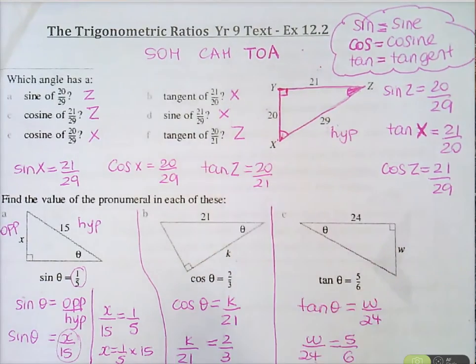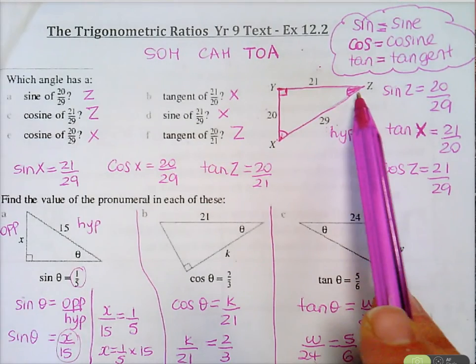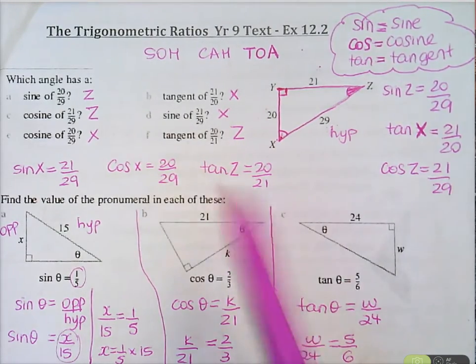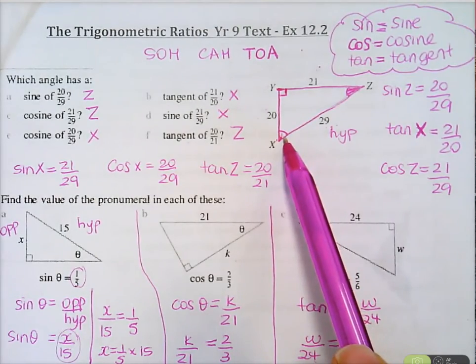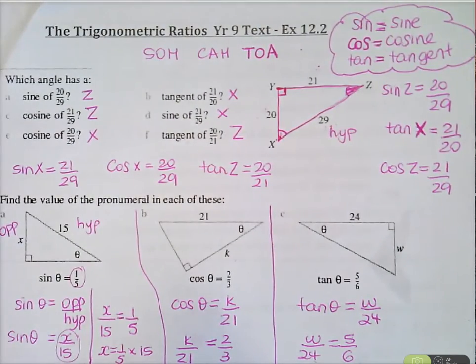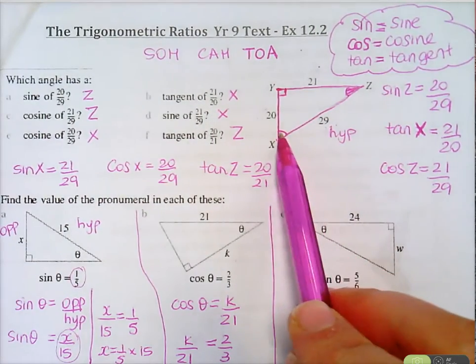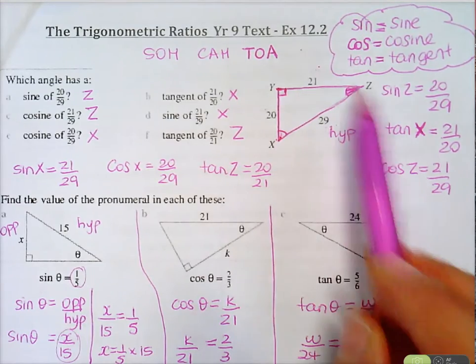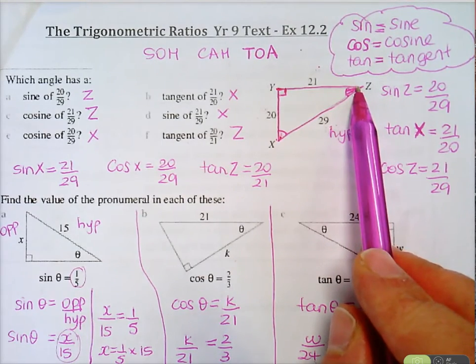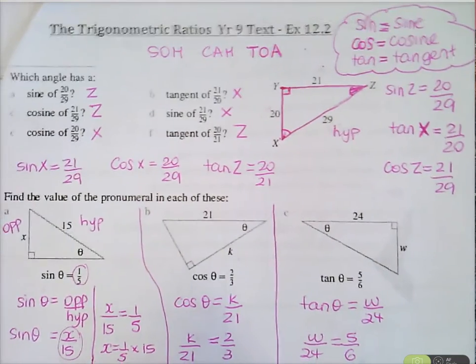Opposite over hypotenuse. So what you could have just done with this question, girls, instead of doing all that, you could have from Z done sine Z, cos Z, tan Z. And from X, you could have just written out sine X, cos X, tan X, and then just filled in your answers. That might have been easier. Do you understand what I'm saying? If that confuses you, just start from X, do sine X, cos X, tan X, and from Z, do sine Z, cos Z, tan Z. And then you'll be able to fill your answers in. All right, that was the first question.